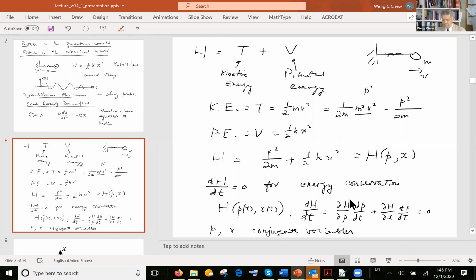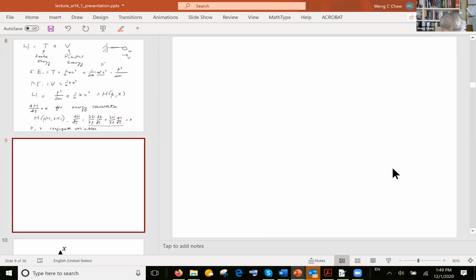And they have to vary in tandem so as to make h a constant. So if h is a constant, then this must be 0. In order for this to be 0, there are many ways that it could be 0. One way is to have dx/dt equal to dh/dp, and then you can have dp/dt equal to minus dh/dx.